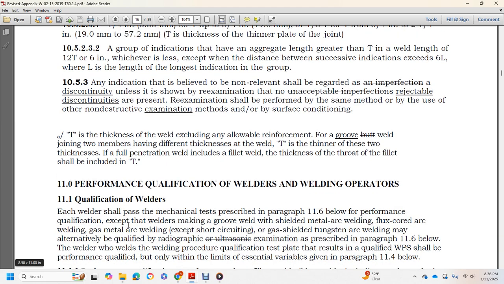11. Performance qualification of welders and welding operators.